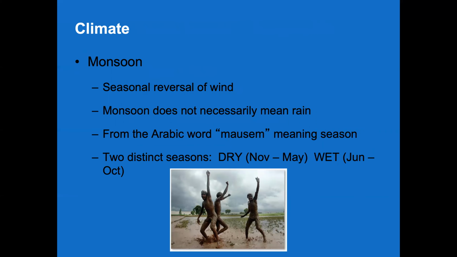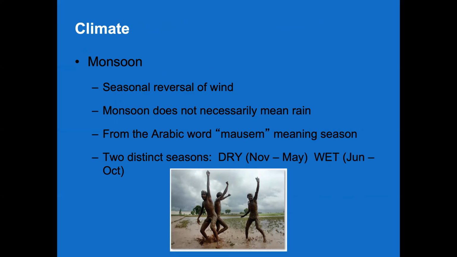Monsoon. So monsoon literally means seasonal reversal of wind. That's it. This is the definition. Remarkably simple. It comes from the Arabic word mawsum, meaning season. And there are 2 distinct seasons: dry monsoon, November to May, wet monsoon, June to October.